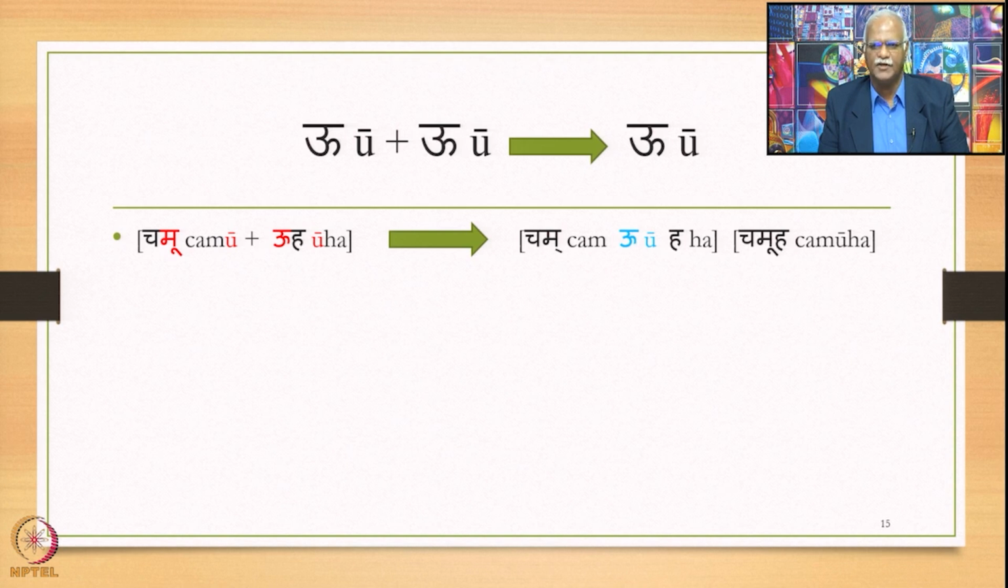Let us now proceed further, and we have long U followed by long U as the input, and the output is long U. So we have a compound chamu plus UH. Chamu has U at the end and UH has U at the beginning. Since this is a compound, 6-1-101 applies and substitutes long U in place of both long U's. So the output generated is chamuha, chamuha.